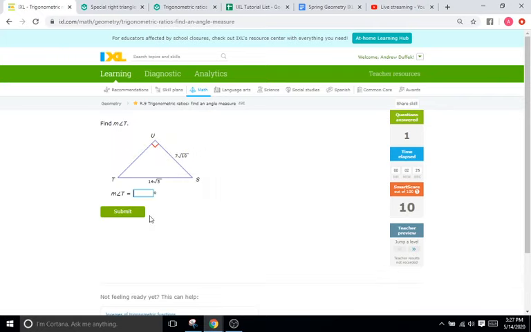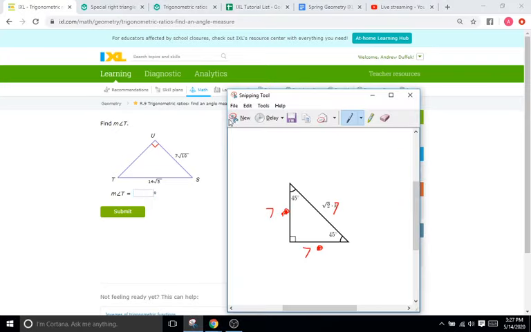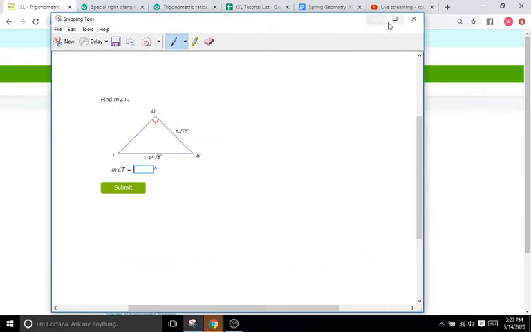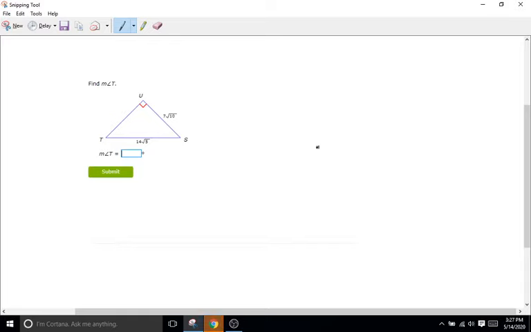Now keep in mind, this is just the first few levels of IXL. They're going to give you 45, 45, 90, and 30, 60, 90 degree triangles, and they're going to be pretty easy. So let's try this one now. This one looks like maybe another 45, 45, 90 triangle. Okay, and it wants us to find the measure for angle T.